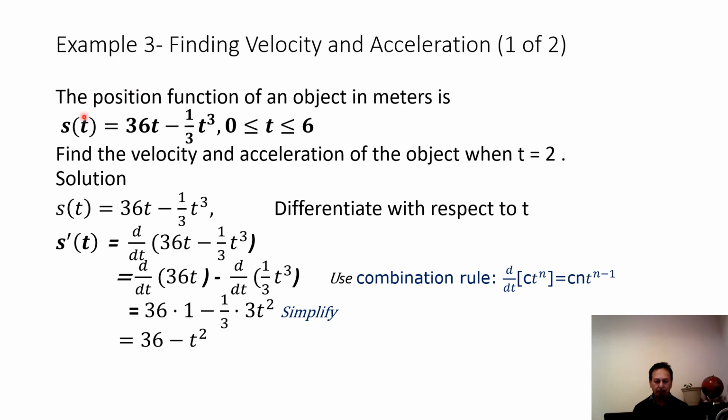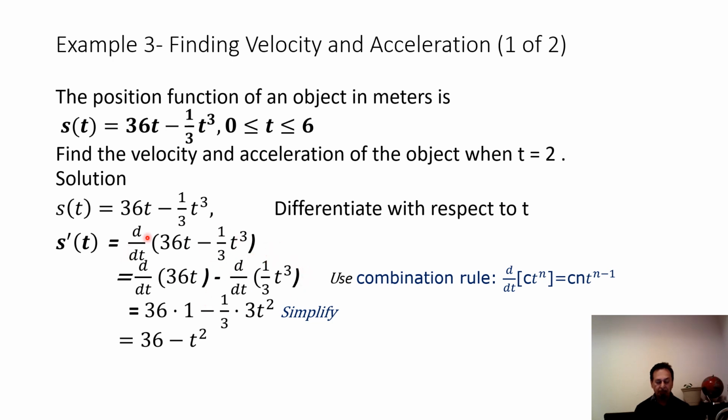Example 3. The position function of an object in meters is s(t) = 36t - (1/3)t³, and t is between 0 and 6. We're going to find the velocity and acceleration of the object when t is equal to 2. So let's start with the position function s(t) = 36t - (1/3)t³. Differentiate with respect to t, so s(t) becomes s'(t), which is d/dt of 36t - (1/3)t³.